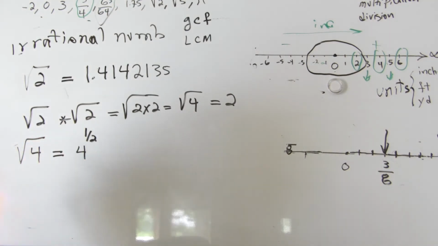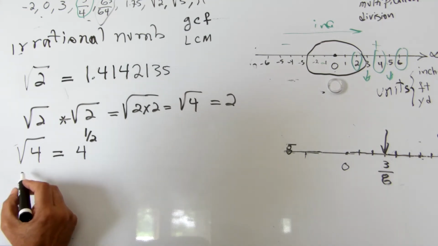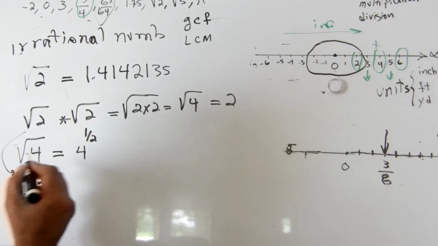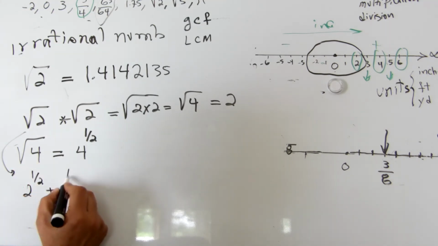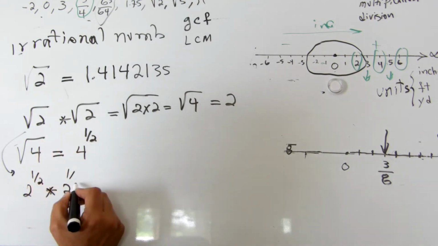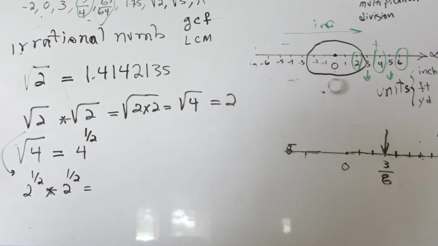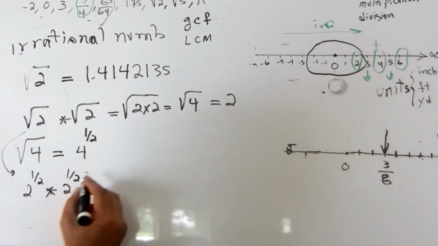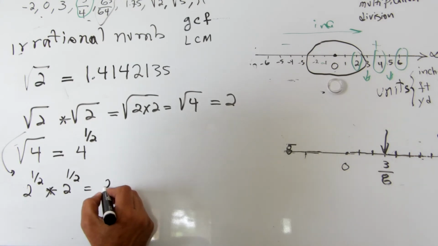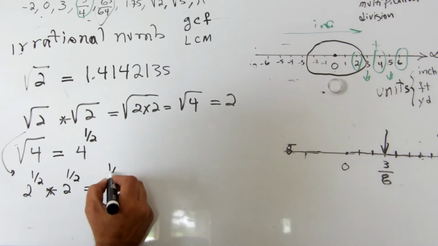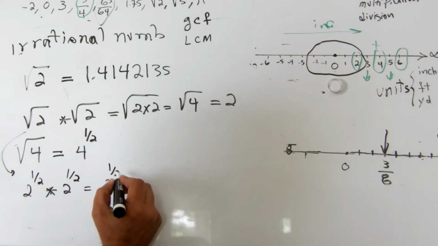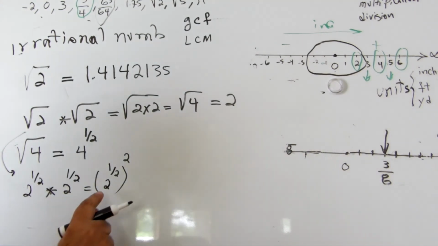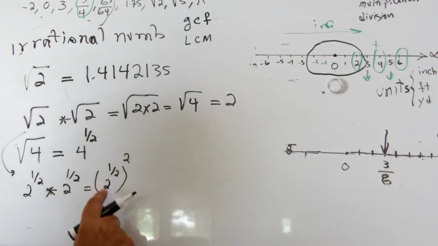We multiply this together. We can write this one as 2 to the power of 1 over 2 times 2 to the power of 1 over 2. What's going to happen? We talked about it earlier: this means this one being multiplied 2 times.